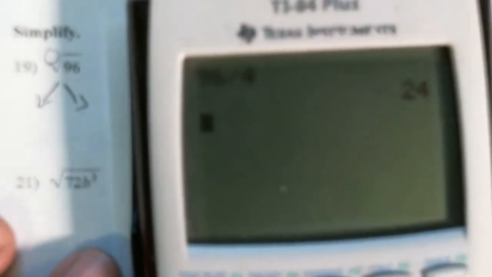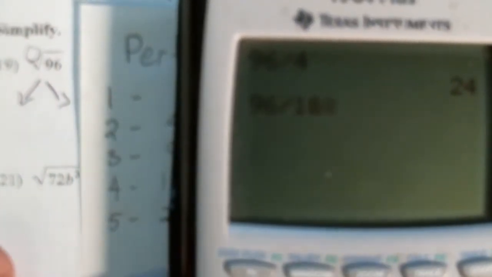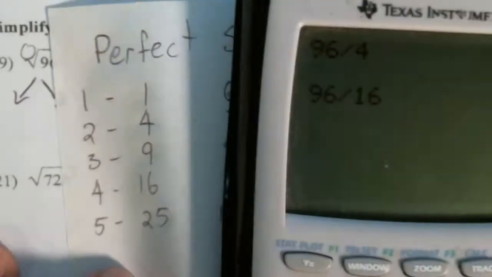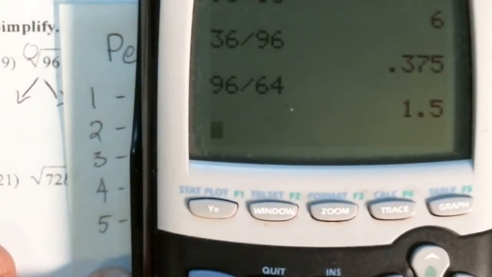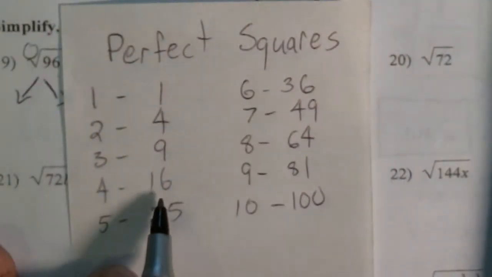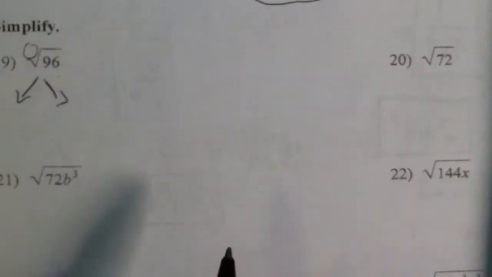Okay, what about 16? Does 16 go into it? 96 divided by 16? Oh, sure does. That's even. What about a higher number? Obviously, it's got to be even. Let's try 36. Does 36 go into 96? Nope. That's a decimal. So if it's a decimal, it doesn't divide evenly. What about 64? Does 64 go into 96? Nah, it doesn't. Okay, so that tells me right there the highest perfect square that goes into 96 is the 16. That's a great way to check it on your calculator instead of trying to do all this stuff in your head.